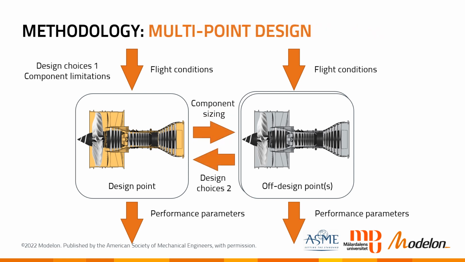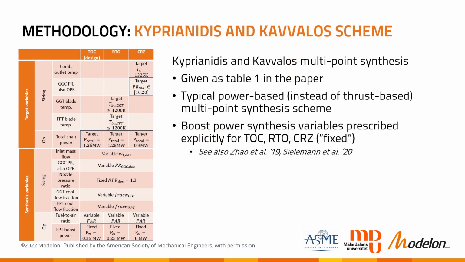Now, there are quite some limitations of this classic approach, and for that reason, we're using multi-point design. And here, design and operation rules on off-design points can also be used to define the sizing on the design point. And we therefore get this additional information flow from the right to the left. And we can define some of the design choices based on key off-design conditions. We use the Kyprianides and Kavalos scheme for the multi-point design of the turboprops.